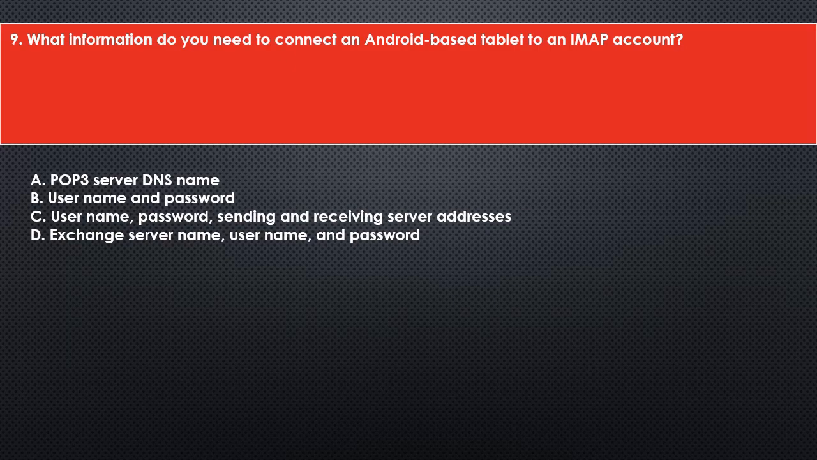9. What information do you need to connect an Android-based tablet to an IMAP account? A. POP3 server DNS name. B. Username and password. C. Username, password, sending and receiving server addresses. D. Exchange server name, username, and password. Answers: C. Username, password, sending and receiving server addresses.